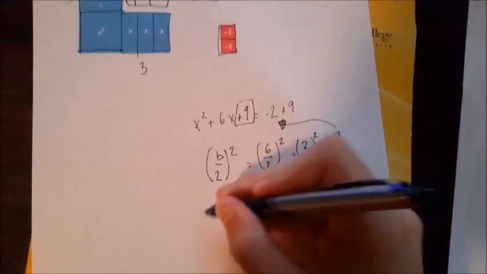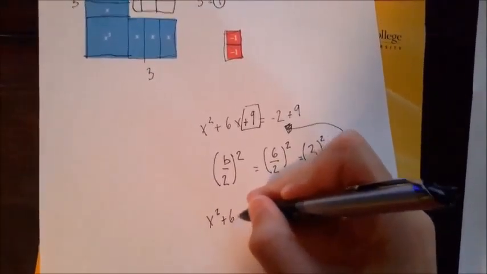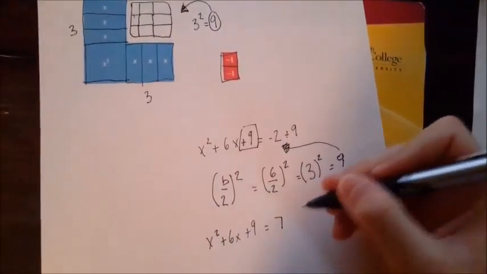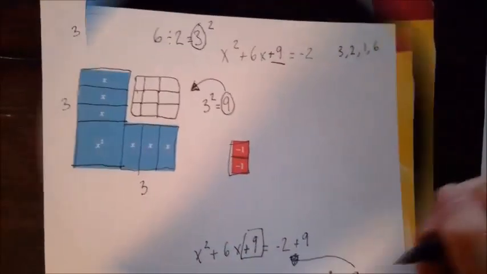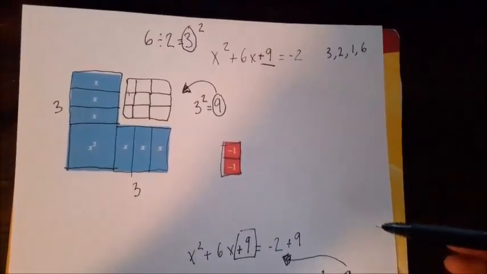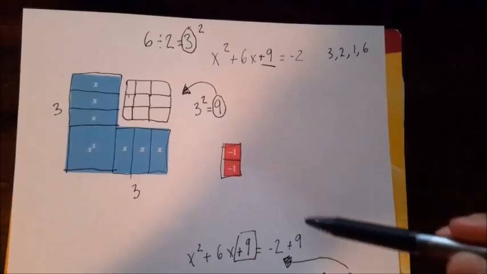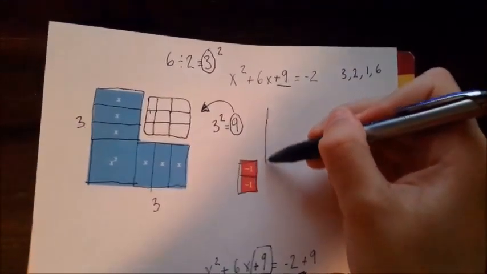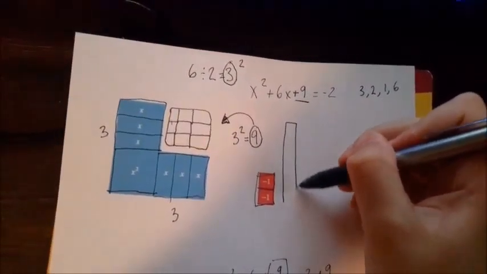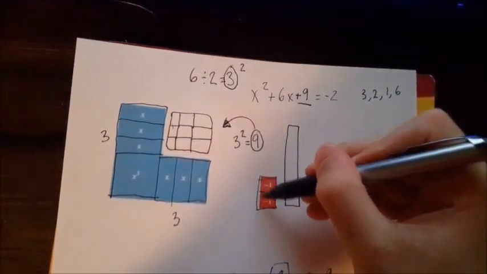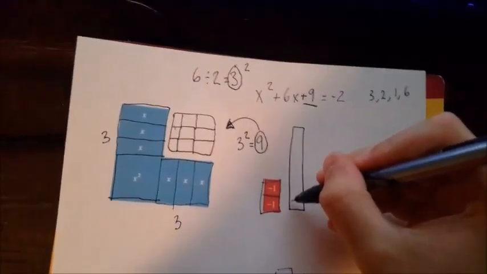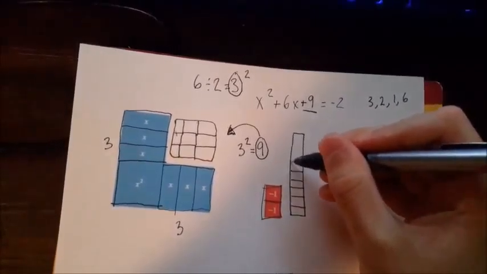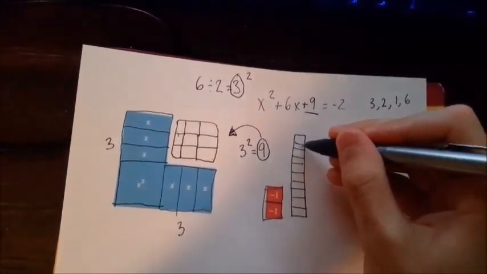Now, refining this, we get x squared plus 6x plus 9 equals 7, because 9 minus 2 is 7. Now we know when we added our plus 9 to the other side, we want to see how this looks graphically using our algebra tiles. This means we'll be adding 9 tiles over to these -2 tiles. So we have 1, 2, 3, 4, 5, 6, 7, 8, and 9.